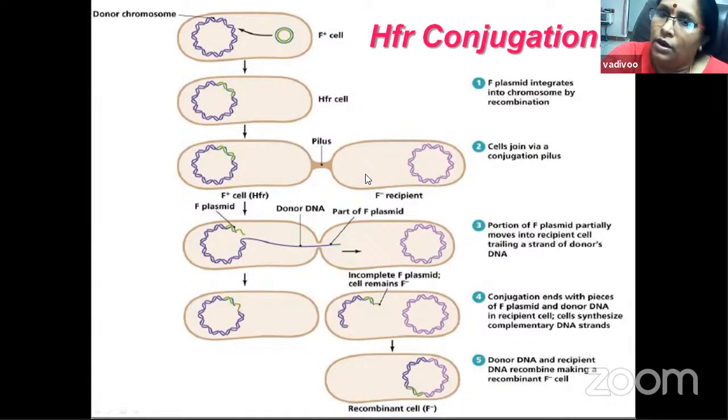That goes and conjugates with the female or F minus recipient. Here you can see a portion of the HFR cell's DNA, the genetic element, goes and integrates with the incomplete F minus plasmid, and that becomes a recombinant cell. So in HFR conjugation, a part of the host chromosome is transferred. This is called HFR conjugation.